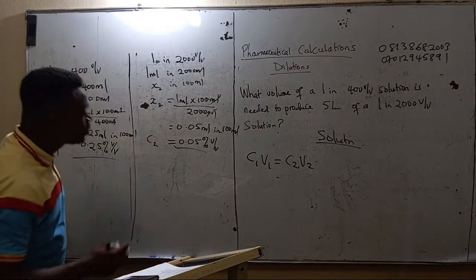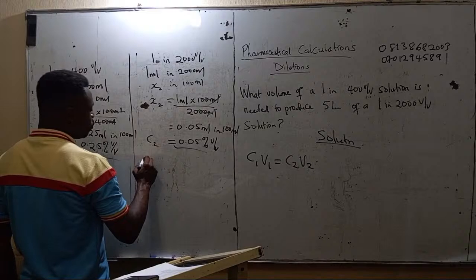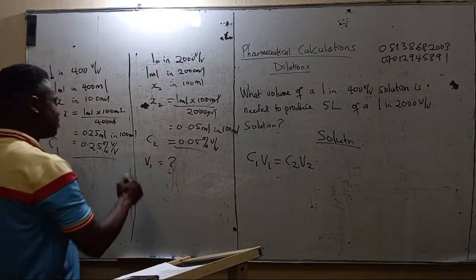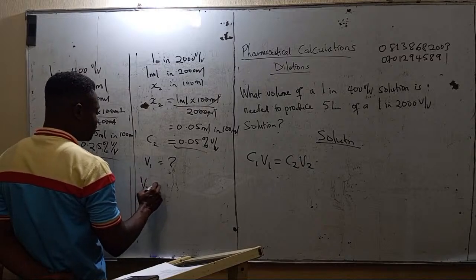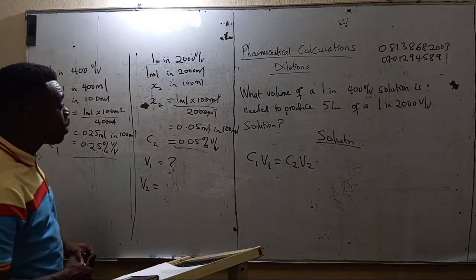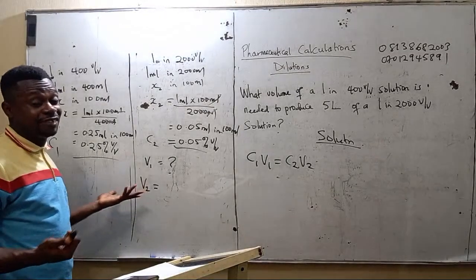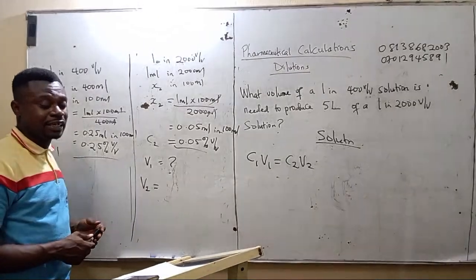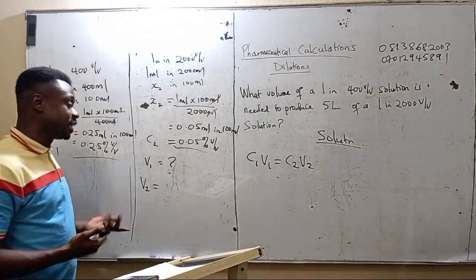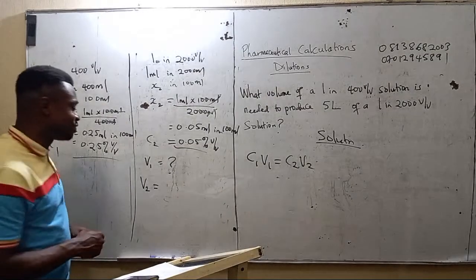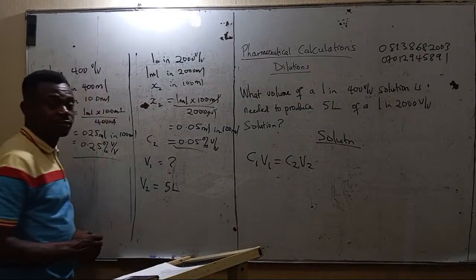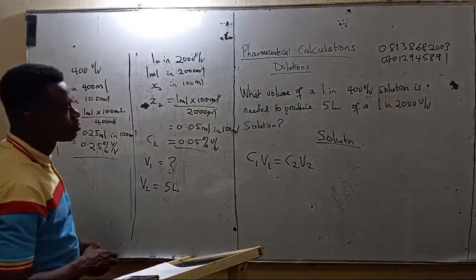Now we have gotten our C1 and C2. Then our V1, we don't know V1. We are looking for V1. Then our V2 is 5 liter. If we want, we can still move it to ml, but let me leave it at 5 liter for now and see how it goes. It's 5 liter. So let's go.